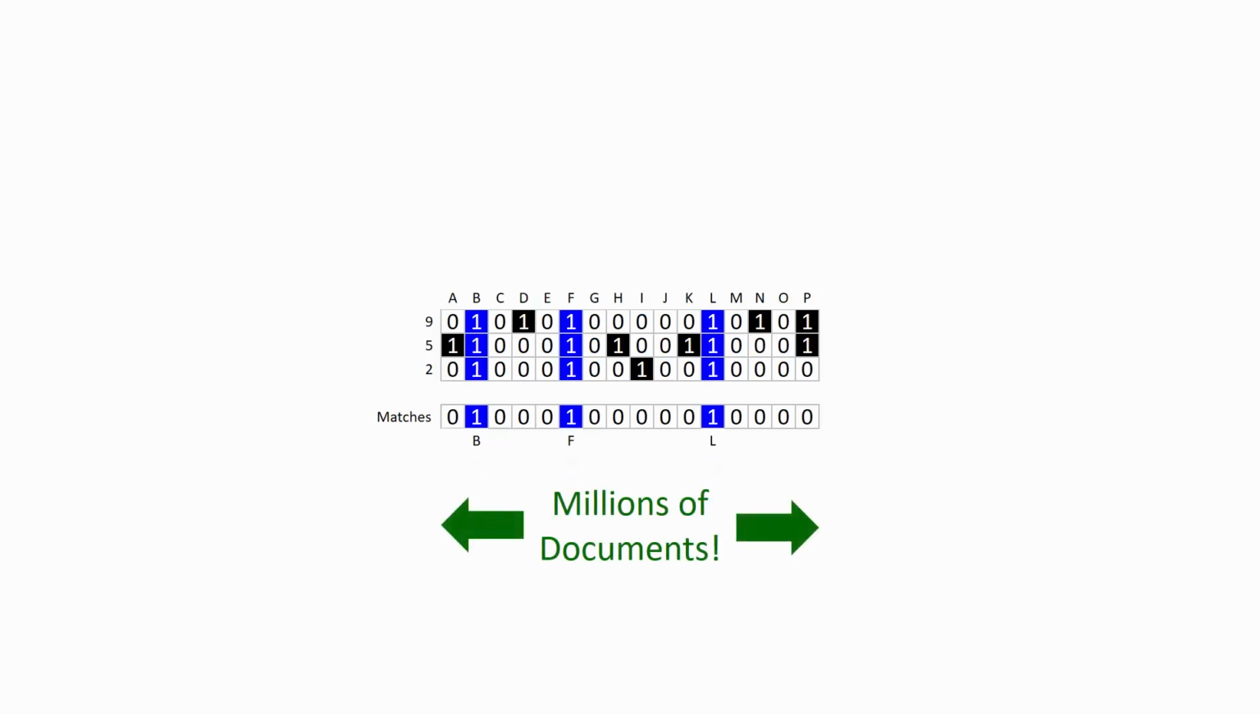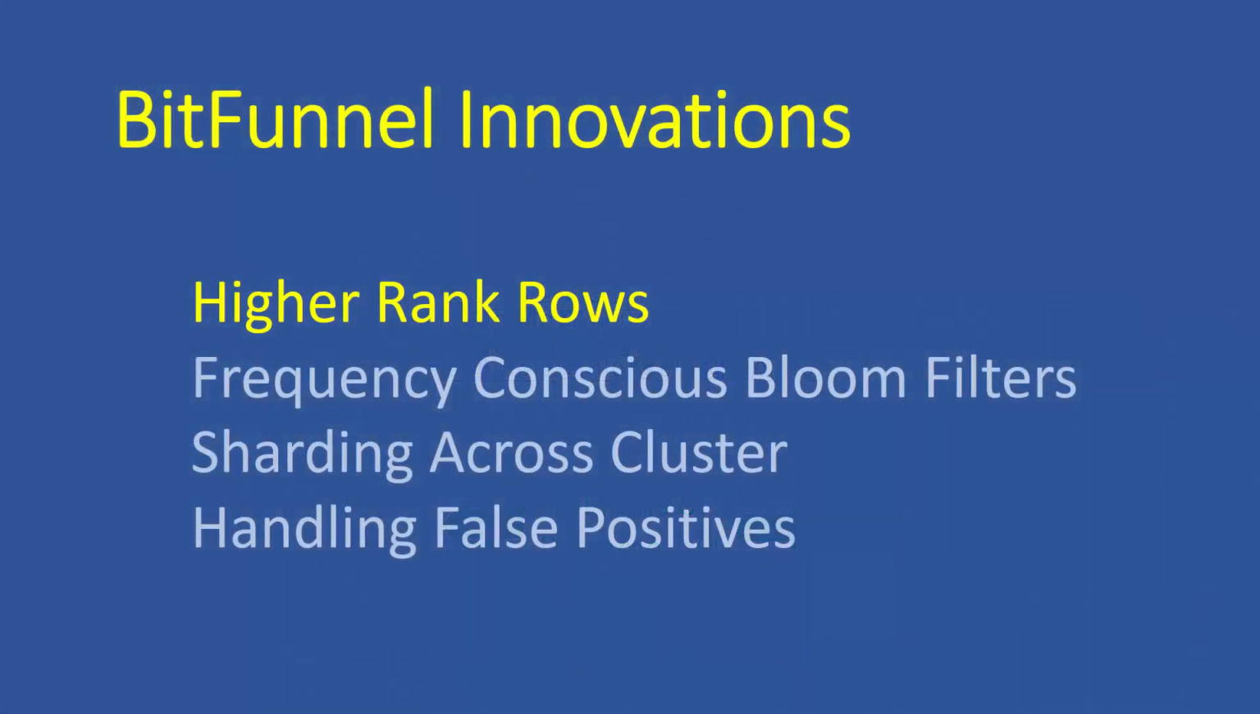The reason is that the rows are really long, and we have to scan them in their entirety. Suppose we only had 1,000,000 documents. We'd need to scan 128 kilobytes for each of the 3 rows. That's nearly half a megabyte to process a single query. It hardly seems fair. An index based on posting lists can just skip over all of the documents not on the list. But we have to look at each and every bit position. Or do we? This brings us to the first BitFunnel innovation, and we call it higher rank rows.